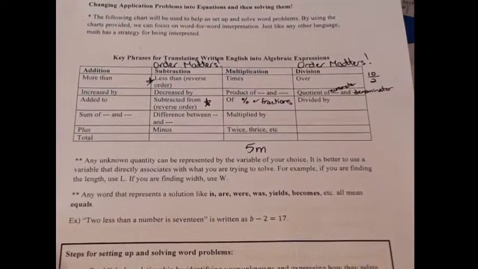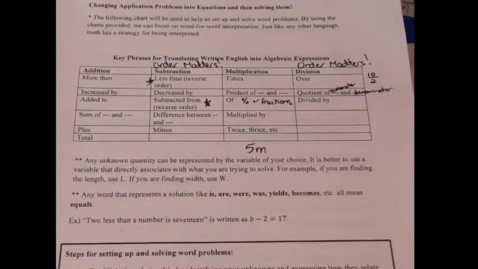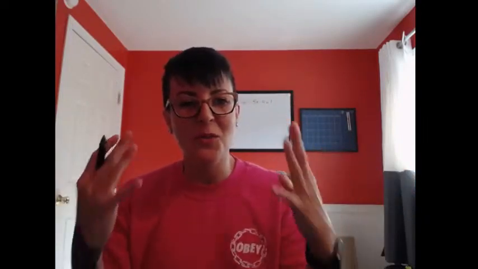Perfect. Next, any unknown quantity can be represented by the variable of your choice. I want you all to stop using x every time. Don't do it. If we're talking about the length and we're solving for the length, use L. If we're trying to solve for the width, use W, okay? If in our word problem we're talking about Ashanti, I'm going to use A. So we need to get out of using X for all of our unknowns. I have found that 9 times out of 10, when students use the variable pertaining to what they're solving for, they'll get it correct because they know what they're looking for.